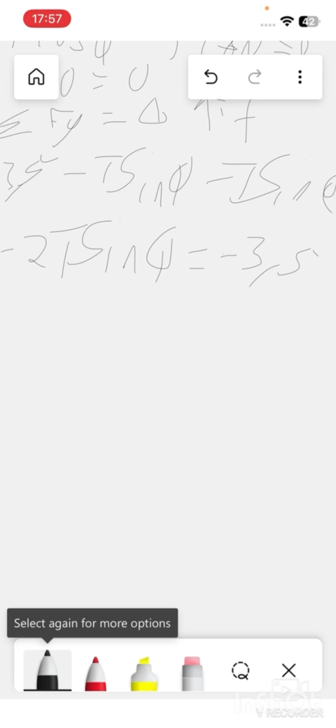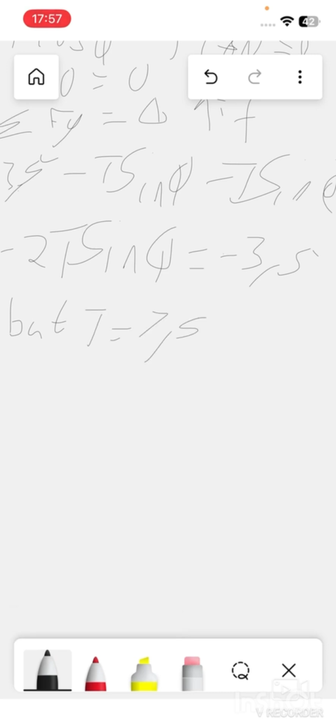Here you are looking for theta. We're gonna divide both sides by negative 2. It is going to give us how much? No, we do have t. Our t is equals to 7,5. So we must substitute t. We're gonna substitute this t there.